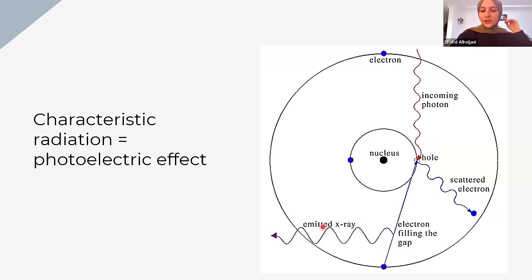So this will give us the emitted X-ray. And this will give us the photoelectric effect, which will produce the image. So the general X-rays will not contribute to the image formation. The characteristic radiation, in which there is an electron being hit and scattered, and then you have another electron replacing it, and then you get the emitted X-ray. This will contribute to the image formation in the X-ray.